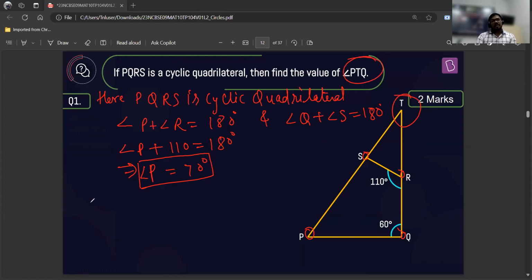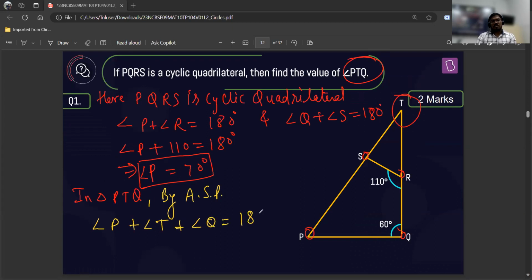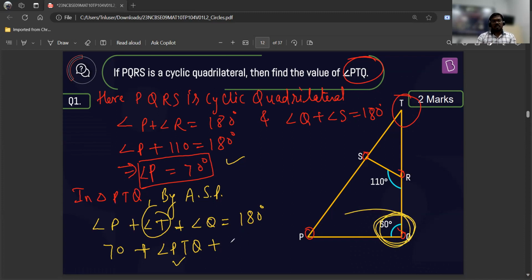So let's talk about triangle PTQ. In triangle PTQ, by the angle sum property of a triangle, angle P plus angle T plus angle Q is equal to 180. So angle P we just found here is 70. T we have to find, let's put down T as the complete name PTQ. T and PTQ are both the same. It's only the writing pattern that is different, right? And Q, we know that this is 60. Let's put down here is equal to 180.